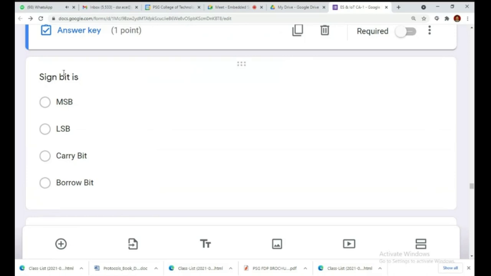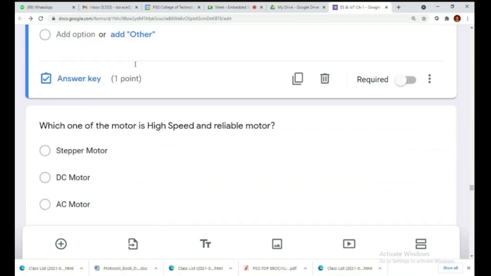Sign bit is the most significant bit. As we all know, the most significant bit is the sign bit. In an 8 bit processor, the 8th bit is the sign bit. In a 16 bit processor, the 16th bit is the sign bit. So the most significant bit is the right answer.